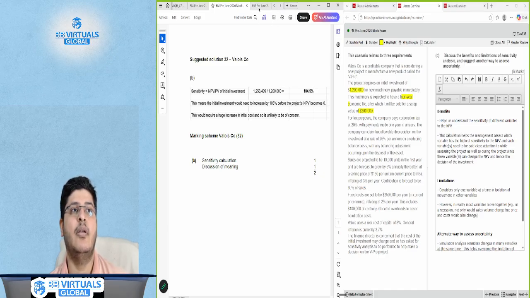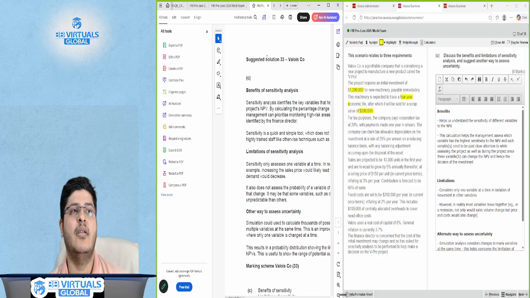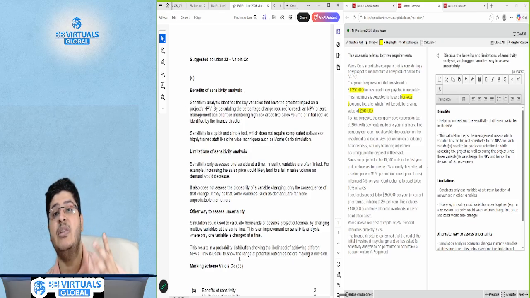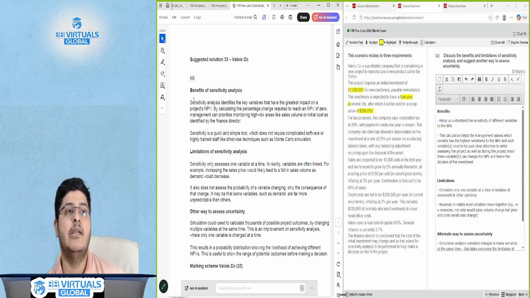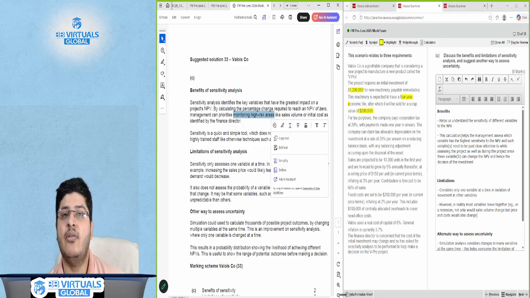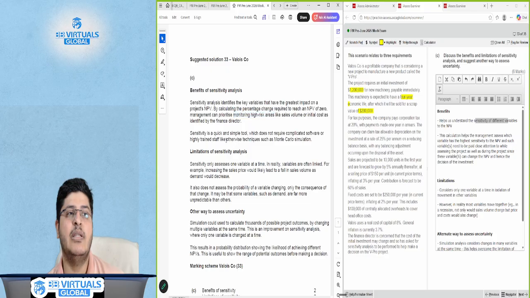Next one is your theory. What have they said? They have said, by the way, they always will write bigger. This is only a suggested answer. Remember guys, you don't have to write so much in the examination. Always remember. Sensitivity analysis identifies key variables which have the greatest impact by calculating the percentage changes required to reach the NPV to 0. Can prioritize monitoring high risk areas, we've also written that only, which variable has highest sensitivity, pay close attention, right? Which will change the decision, correct? Helps us understand the sensitivity of different variables. We've written one more point that it is a quick and a simple tool. We can also write this.